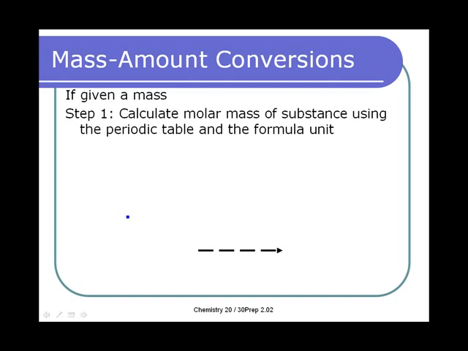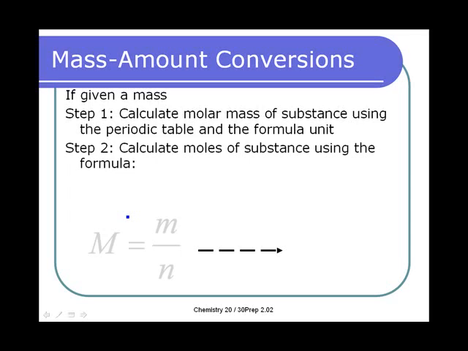Alright, so if you're given a mass, we're going to do some mass amount conversions. Once we have a mass, we usually want to find out the number of moles of something that we have. We're usually going to be given a mass because most of the time you can take a substance, put it on a scale, and see what its mass is. Next step is to calculate how many moles of it you have.